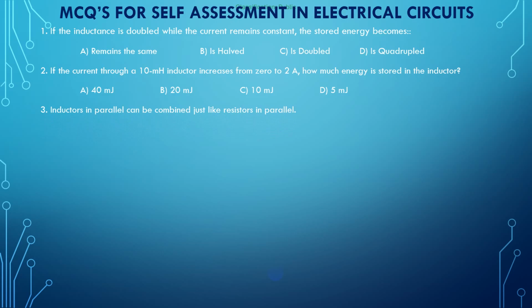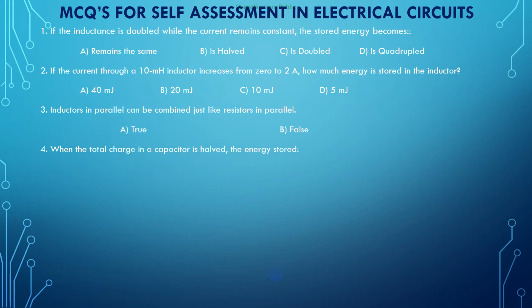Capacitors and resistors are quite opposite, I told you, when they are joined in series or parallel. Inductors and resistors are the same. So inductors in parallel can be combined like resistors in parallel, because both have the same rules for adding in parallel, right? So it is true. Both are the same.